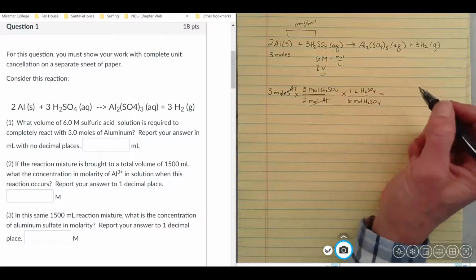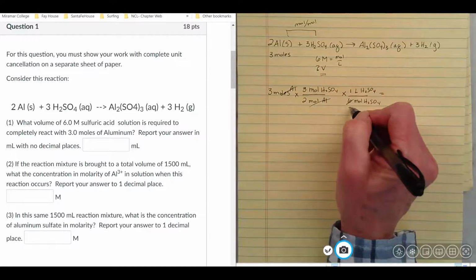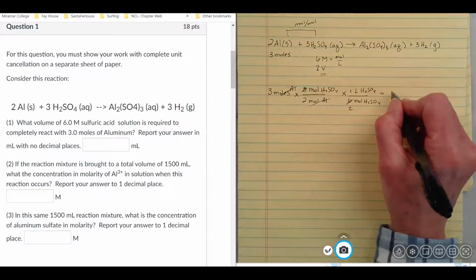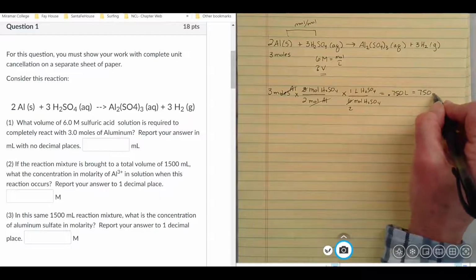And when we calculate that out, it's going to be 3/4 liter, or 0.750 liters, and that is the same as 750 milliliters.